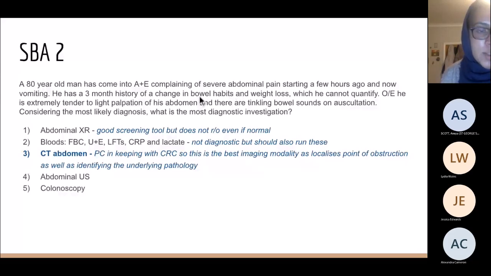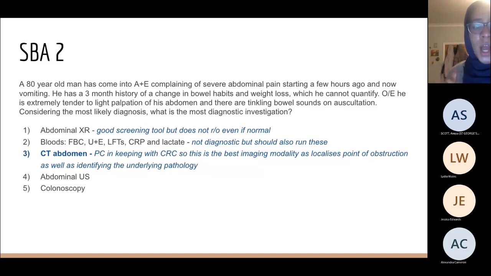He then talks about having severe abdominal pain, which is very, very tender. And he's got these tinkling bowel sounds. And tinkling bowel sounds you hear in obstruction because of tension of the air or the fluid in your dilated bowel loops. So that's why you get these tinkling bowel sounds on auscultation.